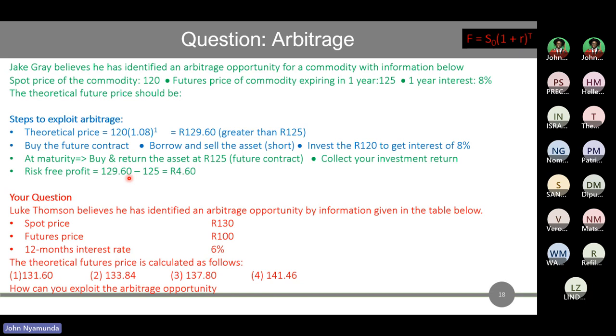Whatever we're looking at is exactly here at the top. So you calculate the theoretical futures price. I hope this one is correct, but don't worry about my options here if they are wrong. You put the answer you get, and then you say how you exploit the arbitrage opportunity. The blue is the calculation, then this is how I exploit it, and at maturity this is what happens. So you tell me, what do you do to exploit the arbitrage? Let me keep quiet and just test if my answer is correct.